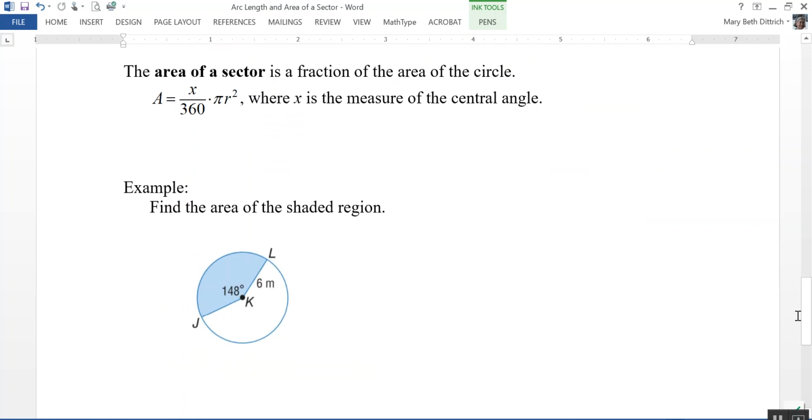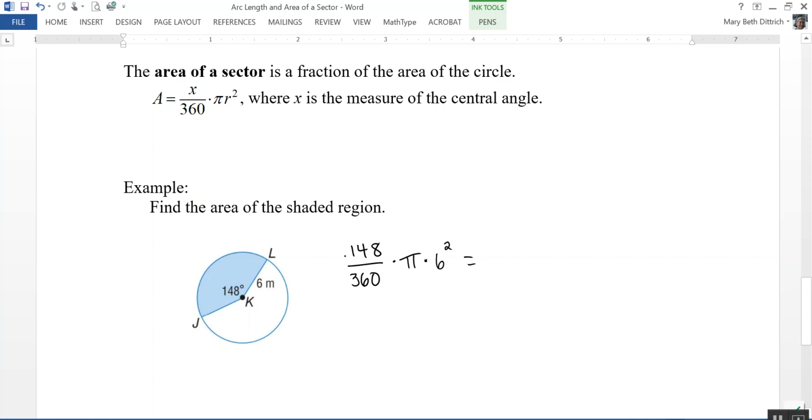Let's take a look at an example here. Here we have circle K, and we need to find the area of the shaded region. So we have this sector that's bounded by angle JKL and the arc that it intercepts, arc JL. So the measure of that central angle is 148 out of 360. So that shaded area is 148 360ths of the area of the entire circle. So we're going to multiply that times the area, which is pi times 6 squared.